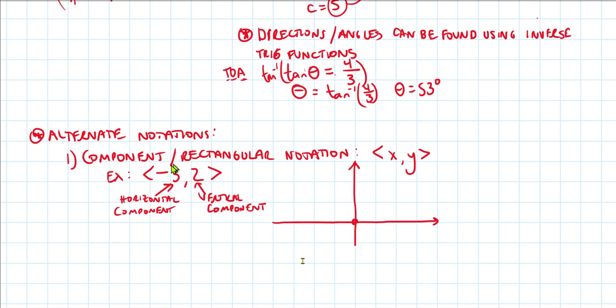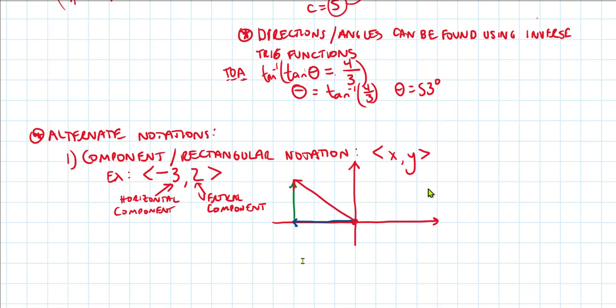What this component notation tells us is that we want to go 3 to the left. From the tail, we go 3 to the left, and then we go 2 up. And it is at that point where that green arrow ends that the head of our negative 3 comma 2 vector will be. It is this red vector that has components negative 3, 2: a horizontal component of 3 to the left, a vertical component of 2 up.